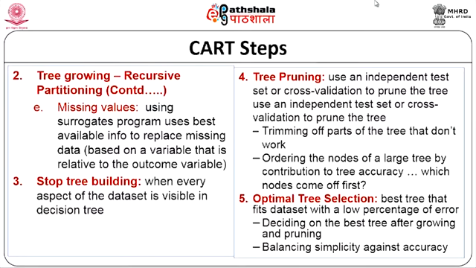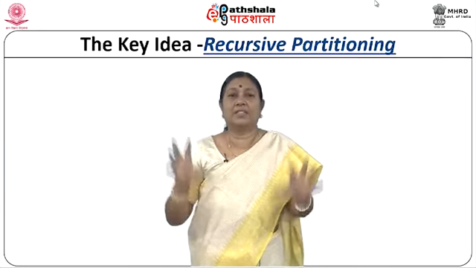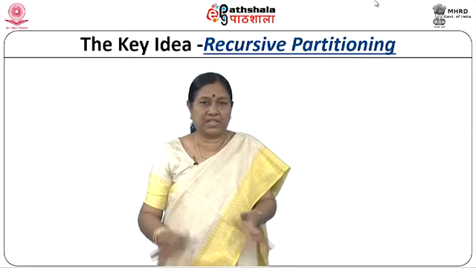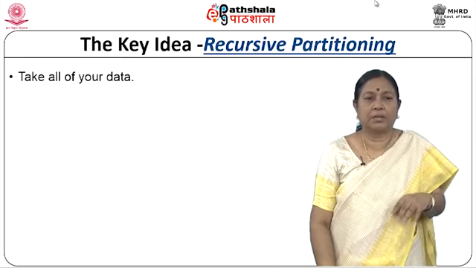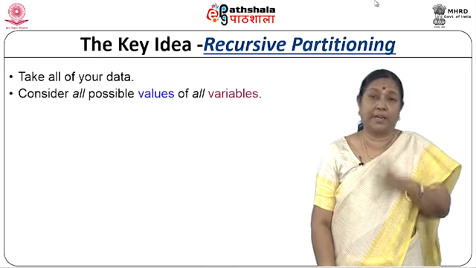You have to balance simplicity with accuracy. The larger the tree, the more accurate it is, but the larger the tree is, the less simple it is to find the class. So, these are the two criteria you use together to get the best tree. The key idea behind all this is the growing of the tree, or the recursive partitioning, as we have already discussed. So, take all your data and consider all possible values of all the variables; that is what we do.